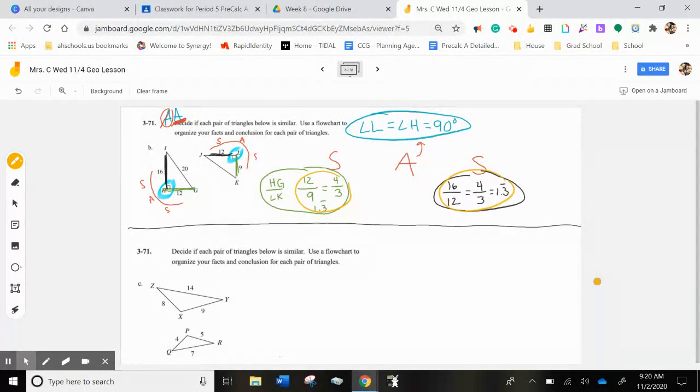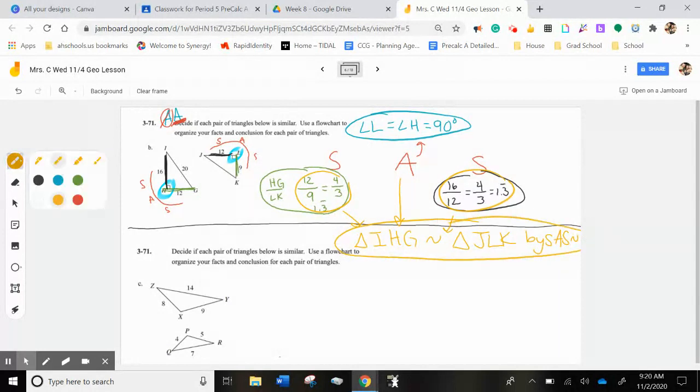So these are proving that yes, triangle IHG is similar to triangle JLK. And I know that by the side angle side similarity theorem.